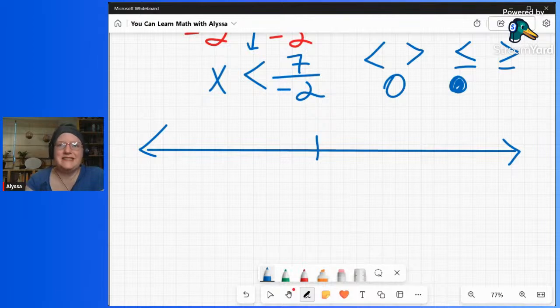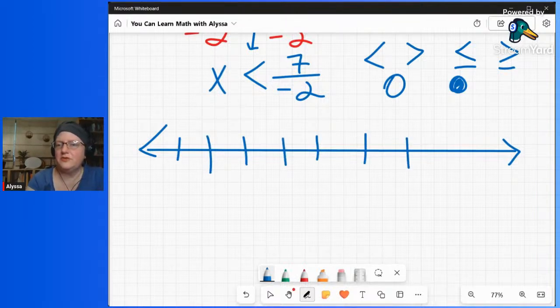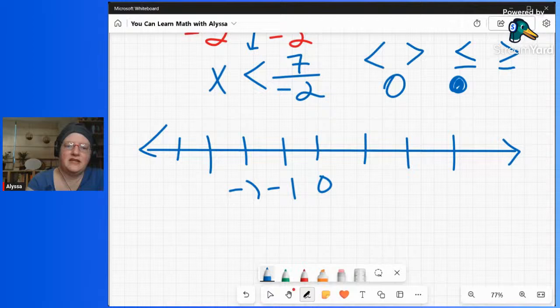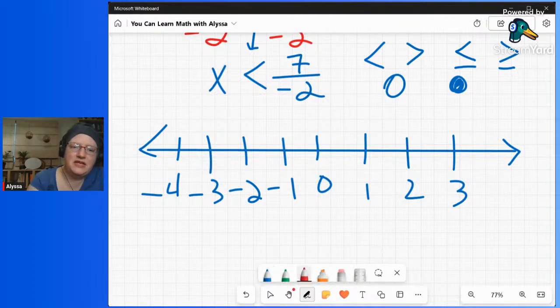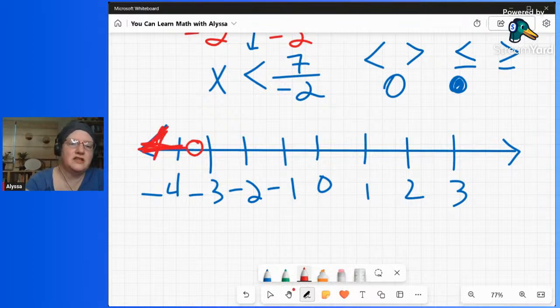So here, less than negative 7 halves. And I did not draw this to scale. So I'm going to say if that's 1, 2, 3, these are negatives: negative 1, negative 2, negative 3, negative 4. Okay, so negative 7 halves or negative 3.5 is going to be around here, but because it's less than, I need to make it an open circle. And then I want to shade in the numbers that are less than.